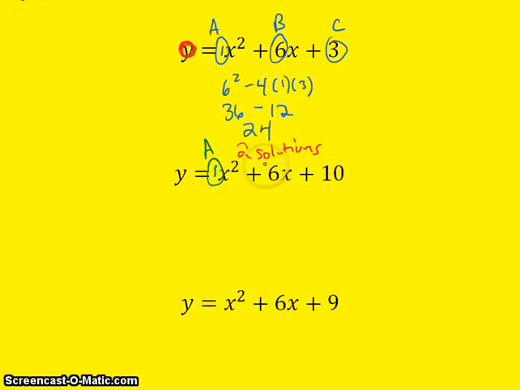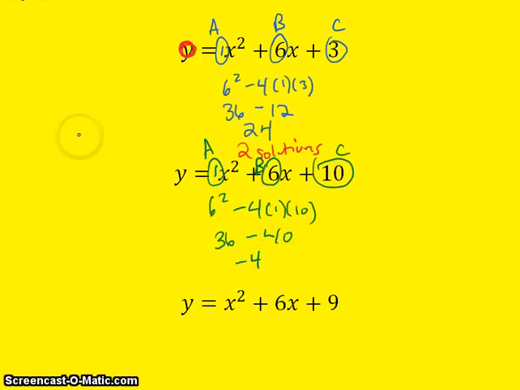In this next example, a is 1, b is 6, and c is 10. So 6 squared minus 4 times 1 times 10. So 36 minus 40 is negative 4. The discriminant is negative, so we can't take a negative number under the square root. That's why there are no real solutions.